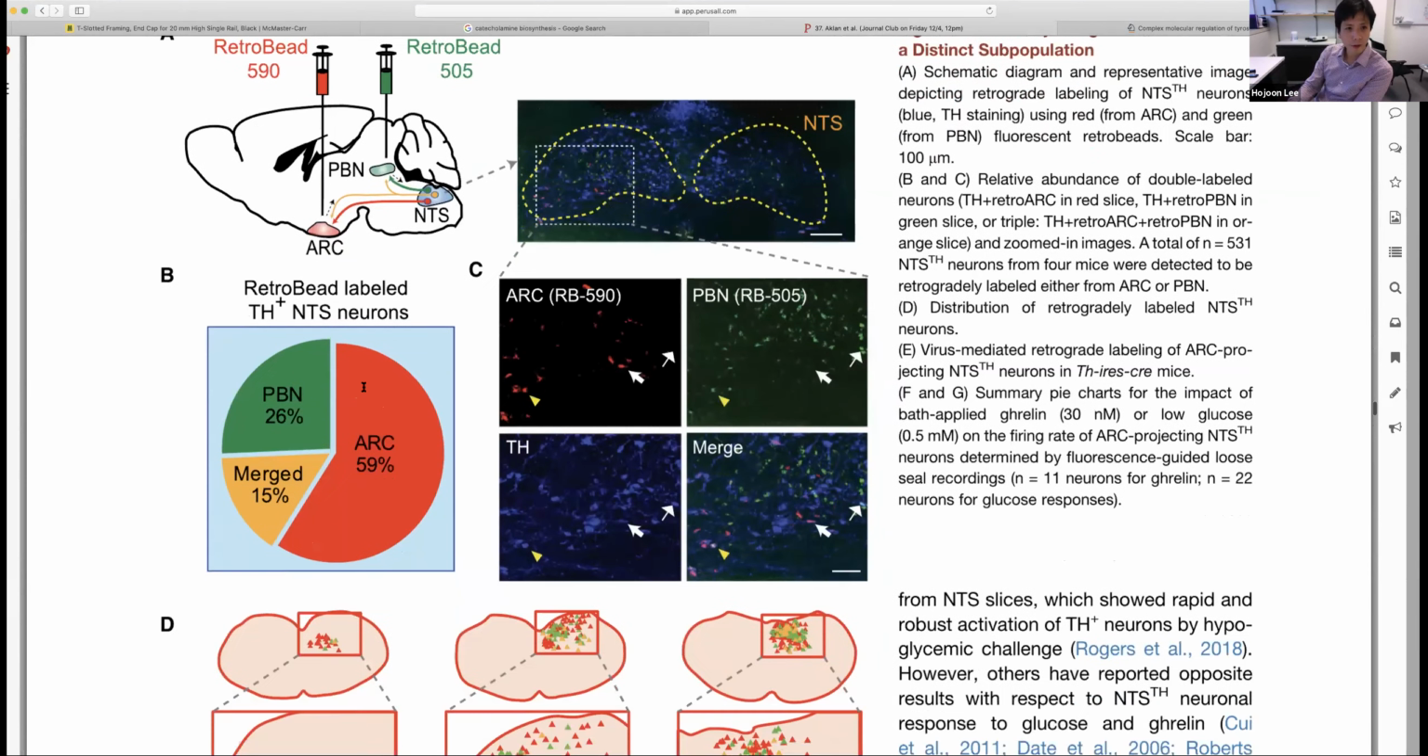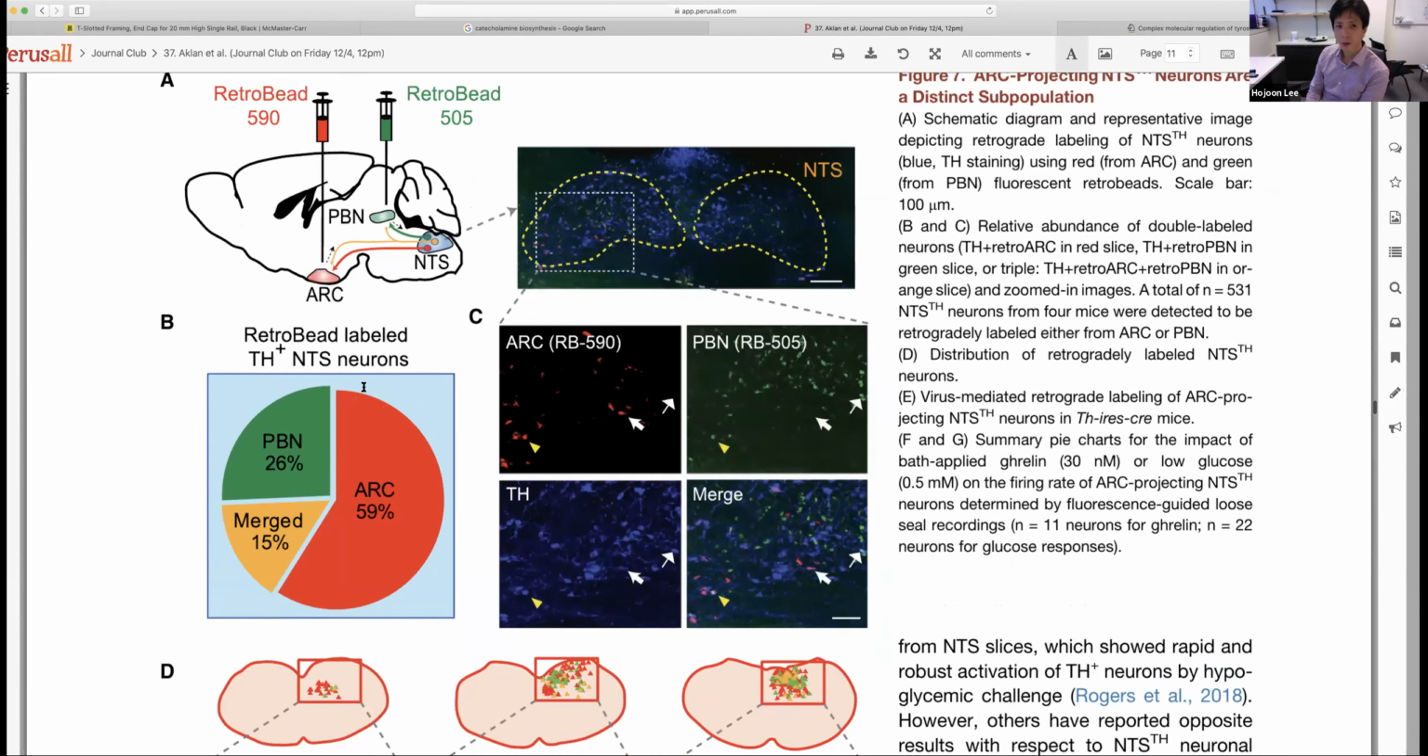Should we just briefly go over this figure? I think we all know that the main projection of the NTS goes up to the brain through the PBN, right? So here they're trying to see if it's the same neuron going to the PBN and the arcuate nucleus, or is it separate populations? So they put the green retro bead in the PBN, red retro bead in the arcuate nucleus, and then they want to see the overlap, right?